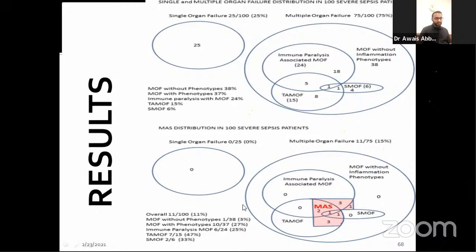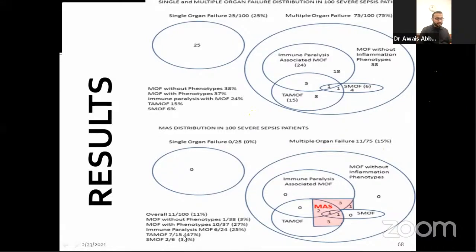All the cases of MAS were in the patients who had multi-organ failure and any of these three phenotypes. So as the results show, of the patients with multi-organ failure with immune paralysis, 6 had MAS. In TAMOF with multi-organ failure, 7 of those patients developed MAS. And of the patients with ASMOF with multi-organ failure, 2 developed MAS.